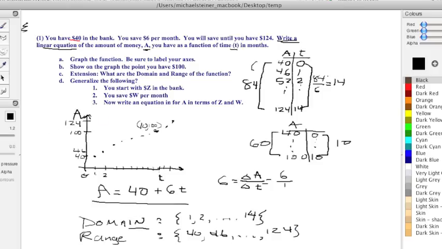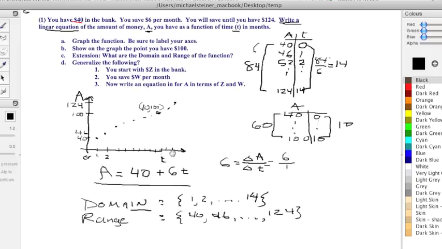So generalize. You start with Z in the bank, and you save W per month. Write an equation for A in terms of Z and W. Well, here we go. A is equal to, remember, we start with Z in the bank. Let me underline that in orange. We start with Z in the bank. Well, that was just our $40. So here we're starting with Z, and we save W per month.